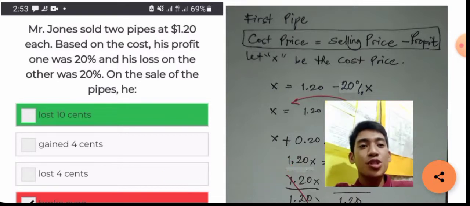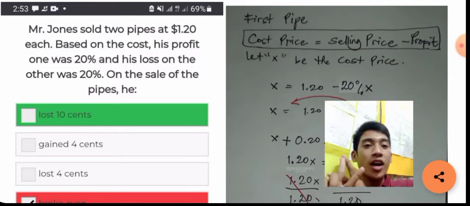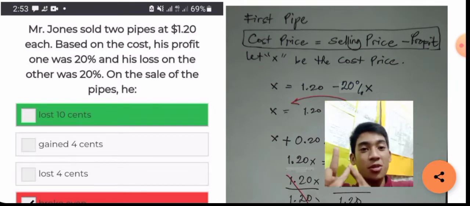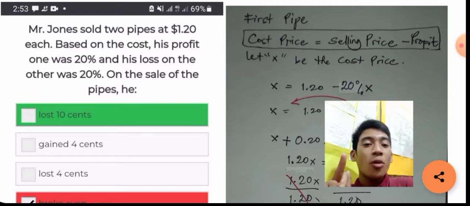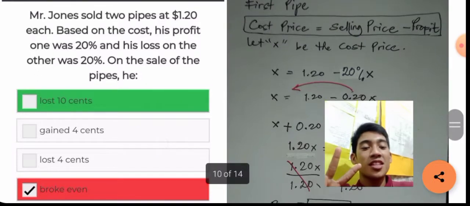Now, Mr. Jones sold 2 pipes at $1.20 each. So there are 2 pipes, $1.20 each. Based on the cost, his profit on one is 20% and his loss on the other is also 20%. On the sale of pipes, he blank: lost 10 cents, gained 4 cents, lost 4 cents, or broke even.